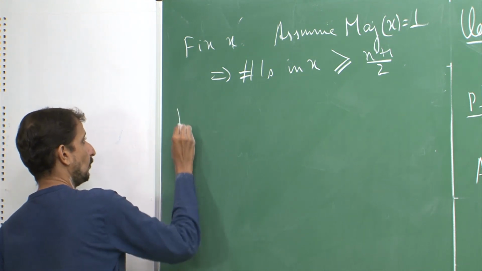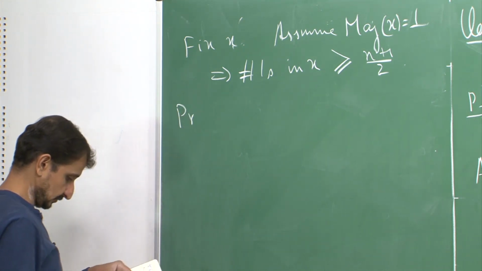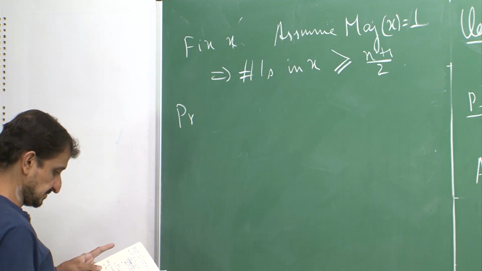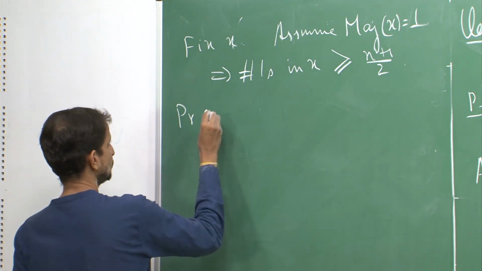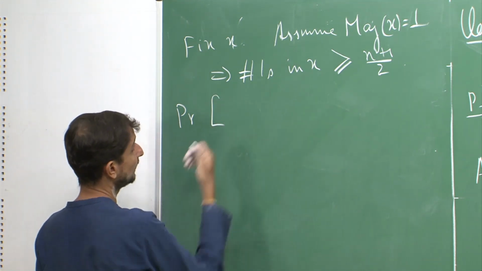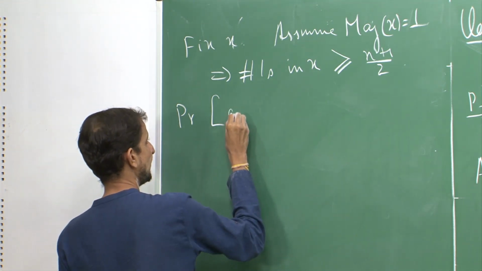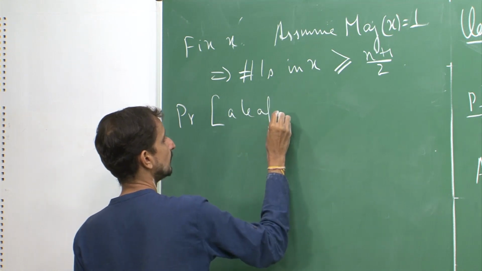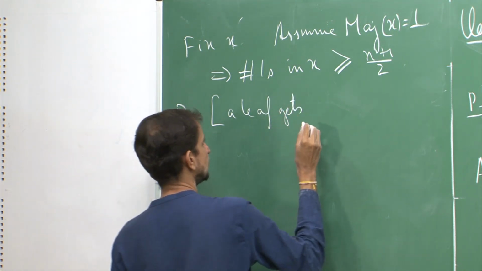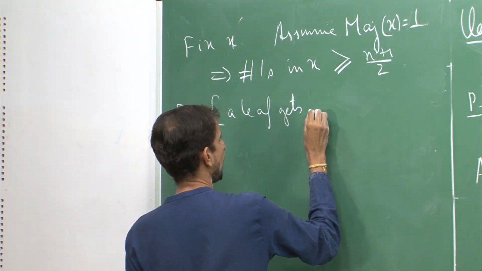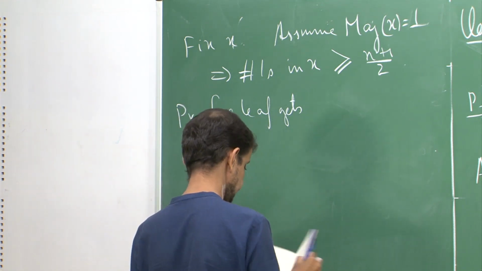Now, what is the probability? So, what else do we need? Okay. So, what is the probability that for this randomly chosen formula, a leaf gets value 1, right?